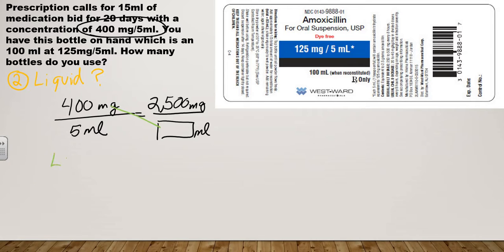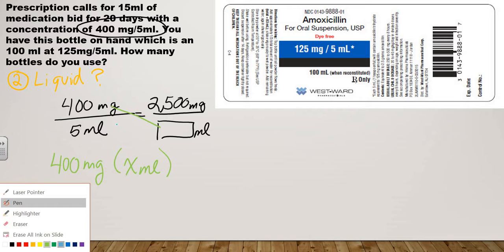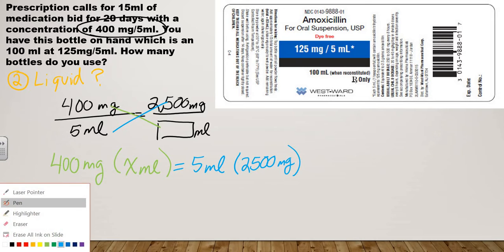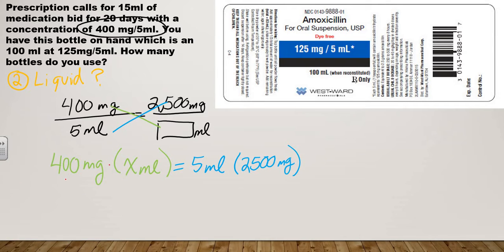Cross multiply. I have 400 milligrams times unknown milliliters equals 5 milliliters times 2,500 milligrams. Okay, from here, the opposite of multiplying is dividing. So I divide by 400.